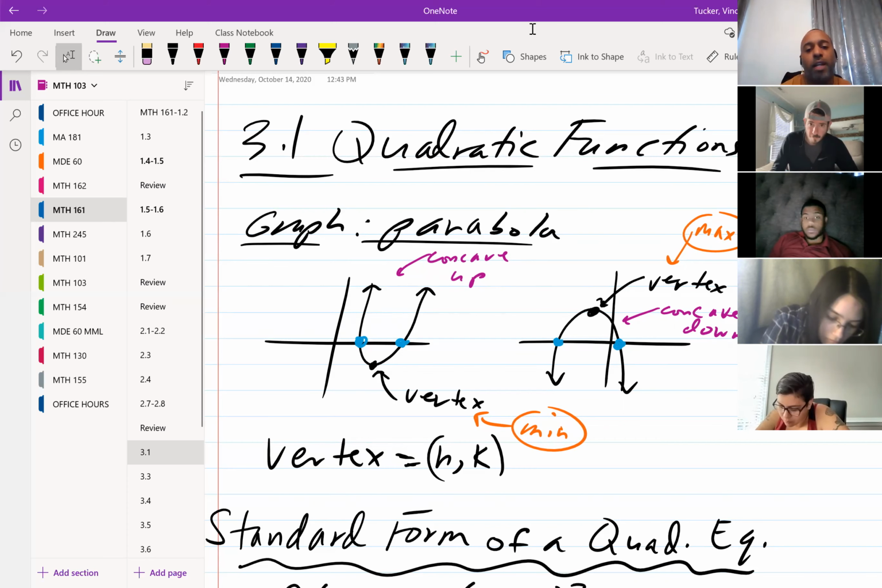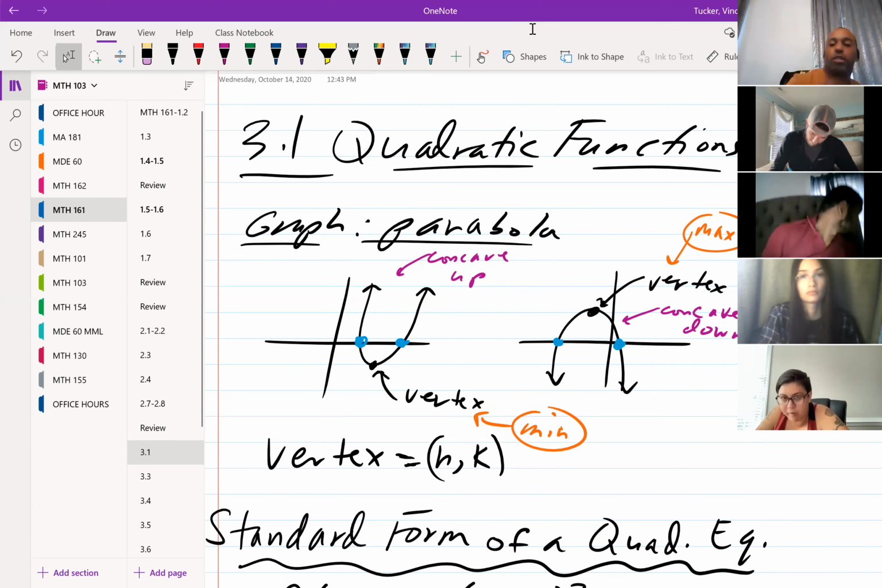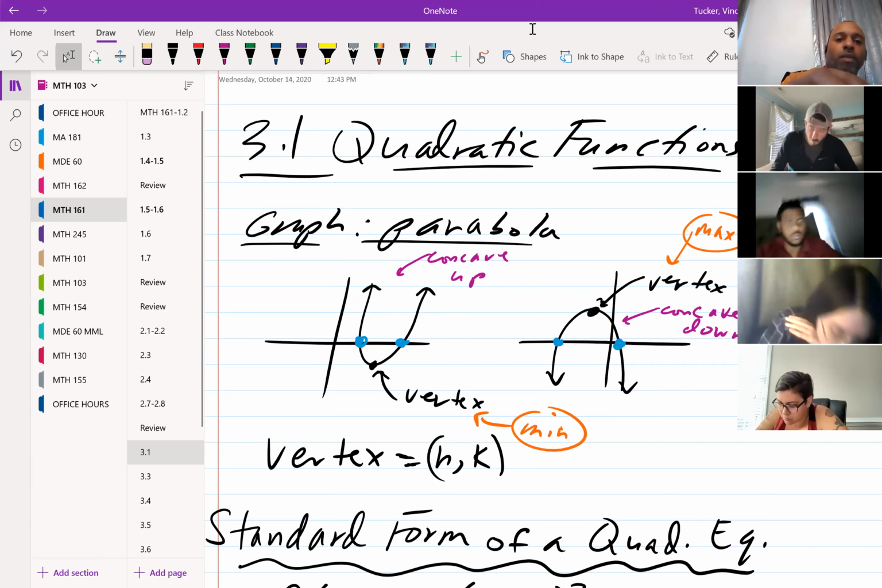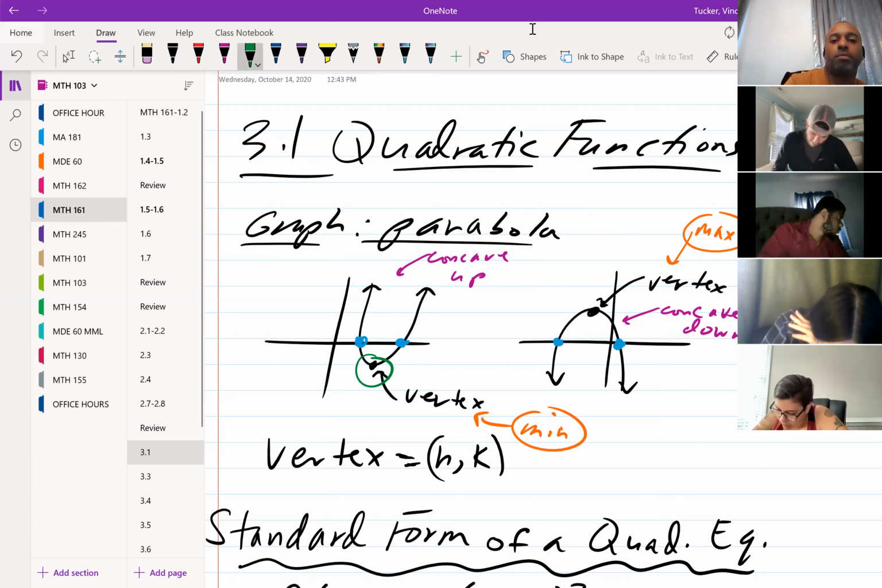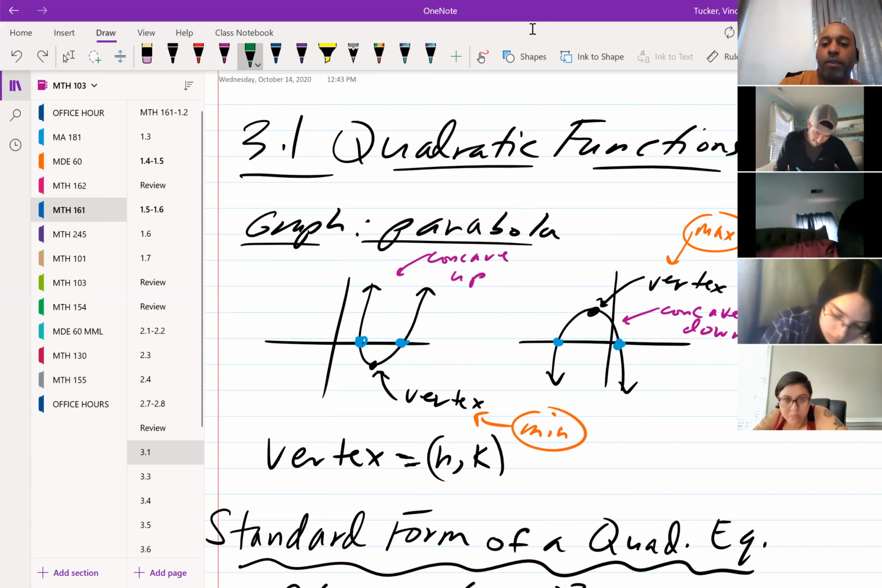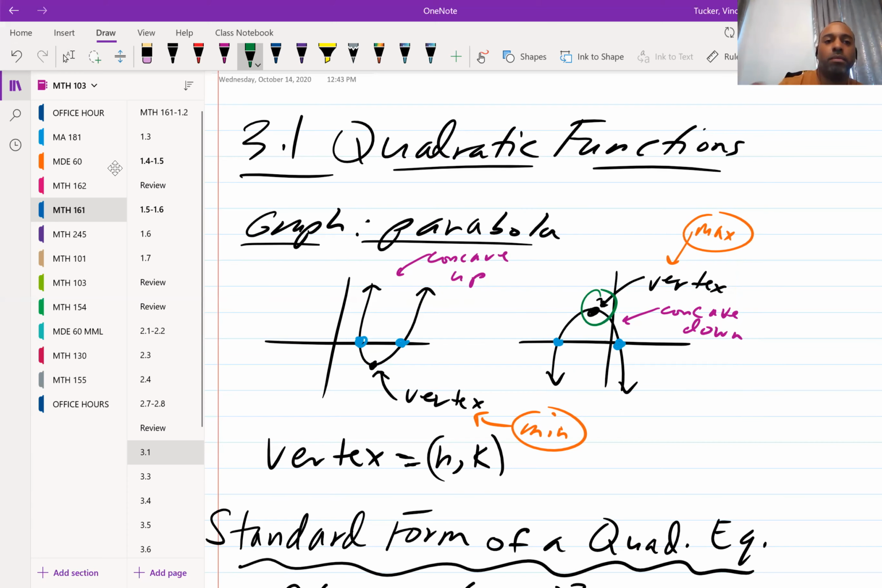If it concaves up, you're going to have a vertex that is your minimum, your lowest value. If it opens up, your vertex is the lowest value, so that's your minimum. If it opens down, your vertex is your highest value, which is your max. The coordinates of your vertex are going to be called (h, k), just like the coordinates of the center of our circle are (h, k).